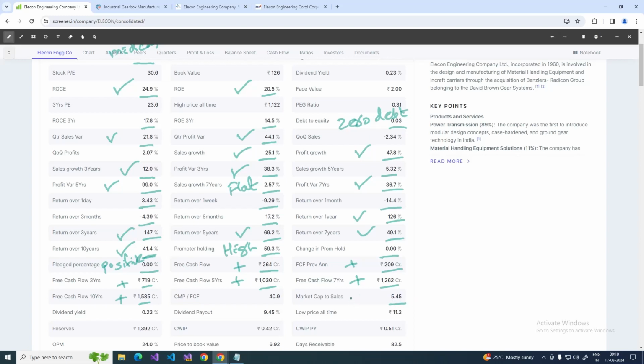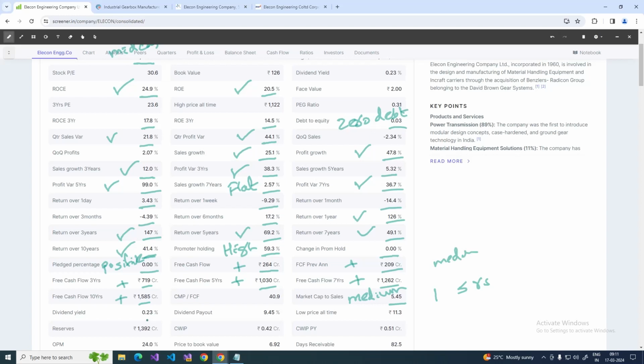And here market cap to sales 5.4. That means this is medium. So what it tells, market cap to sales. For example, if sales is 1 rupee, then we are paying 5 rupees for that company. So here market cap to sales is 5.45. So this is medium.